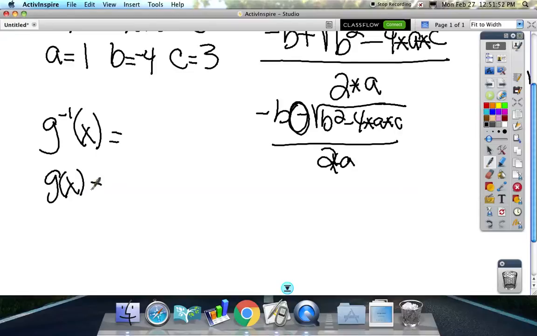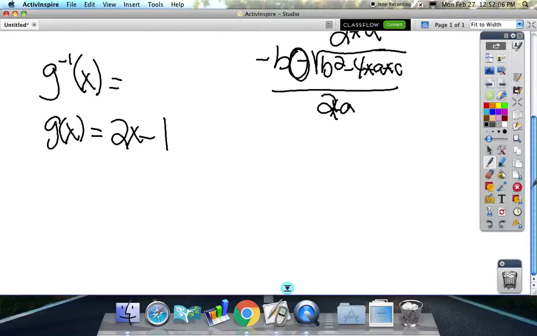Okay, so guys, everybody, you've got to focus up here because you're not going to be able to do this packet unless you pay attention to me. So, when you're finding inverse, remember, the y becomes x, the x becomes y, and then you solve for y.